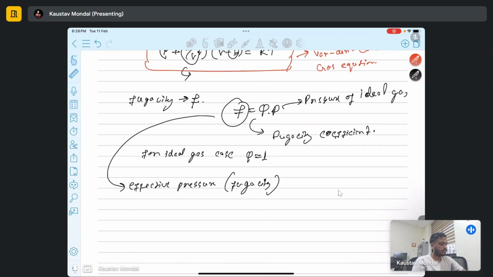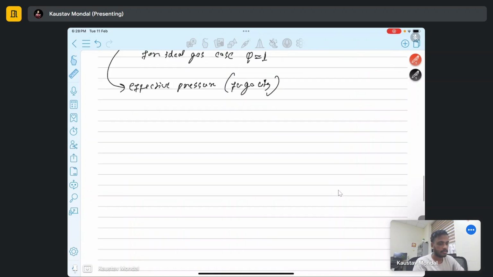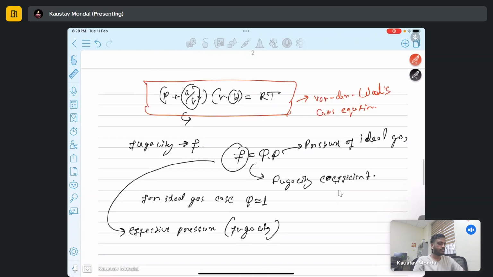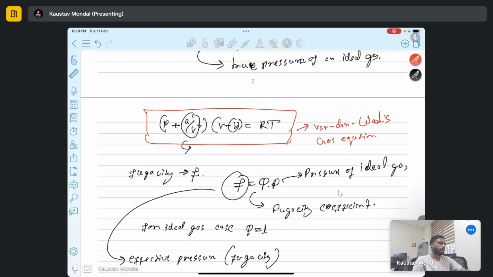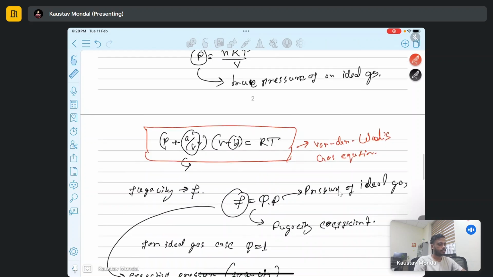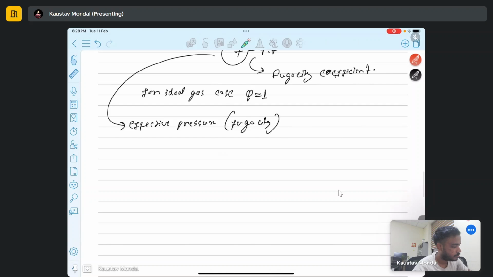So this is one relation. Now this phi, there is a relation. Okay, let me write the relation. So the phi is related with this coefficient. Okay, so this van der Waals gas coefficient that comes, this is this B coefficient. That means that coefficient that comes in the volume correction terms in this way. Okay, so let me first write it.